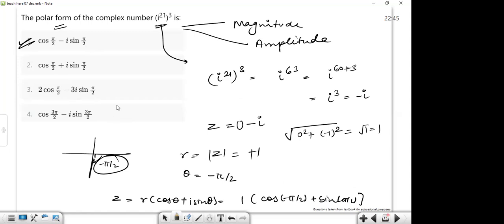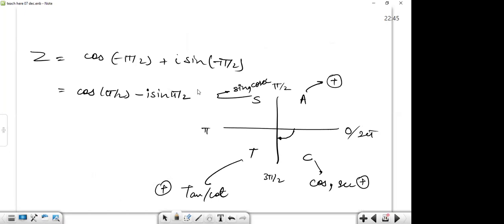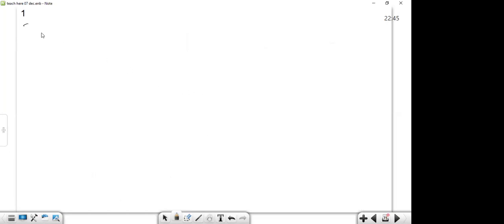Clear? Any doubts, anyone? No, sir. Okay, let's move ahead then. This first is the correct answer.